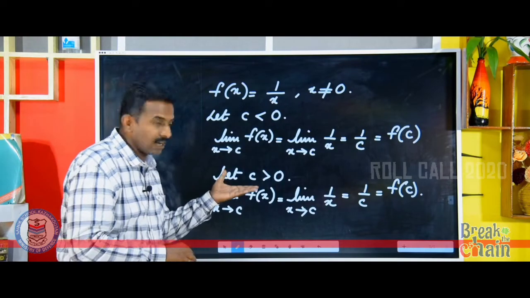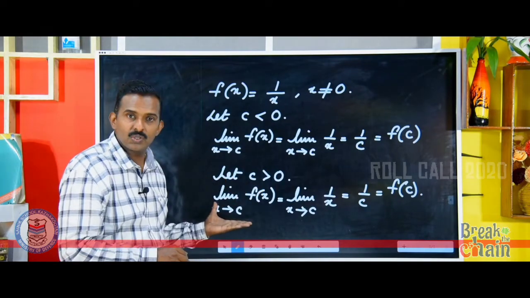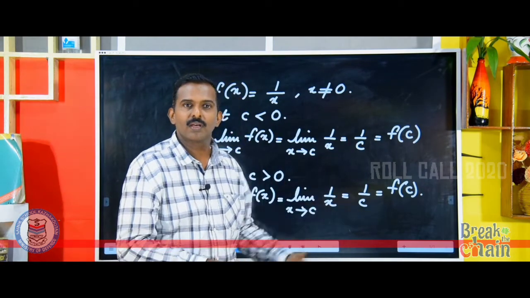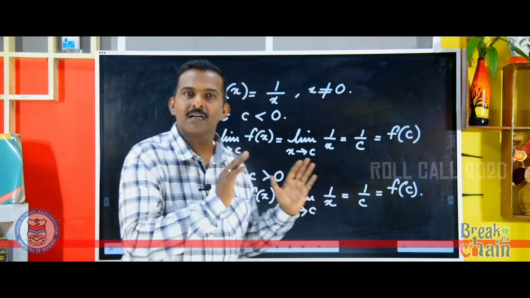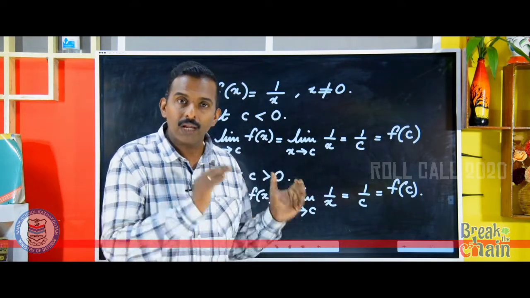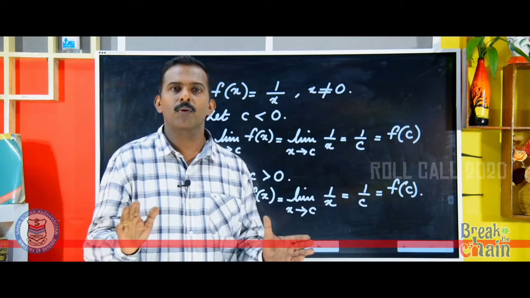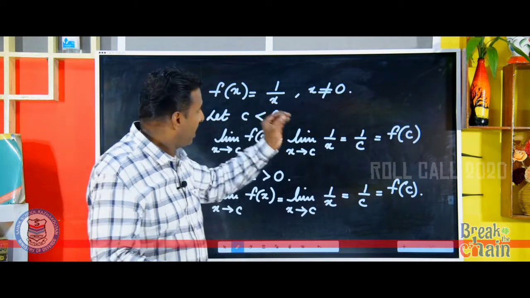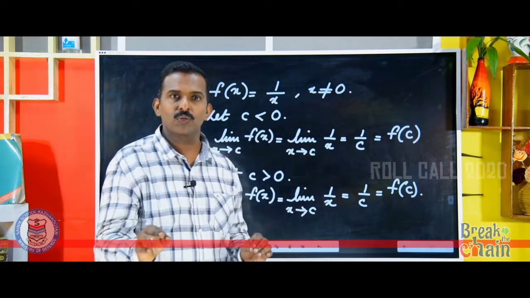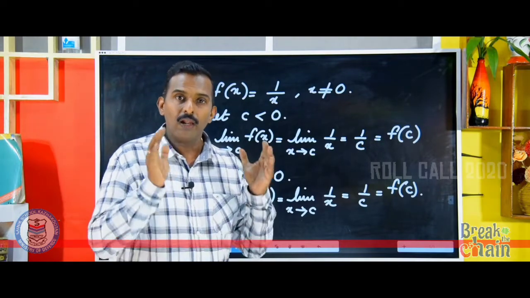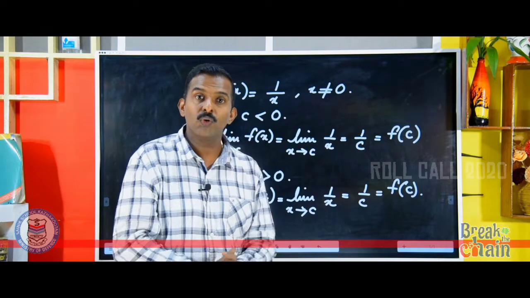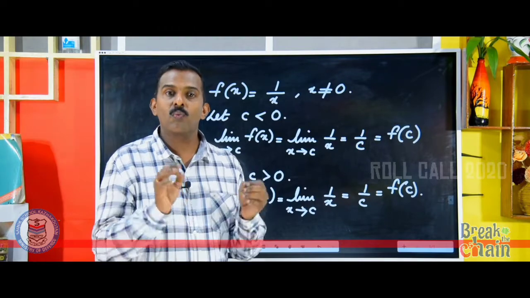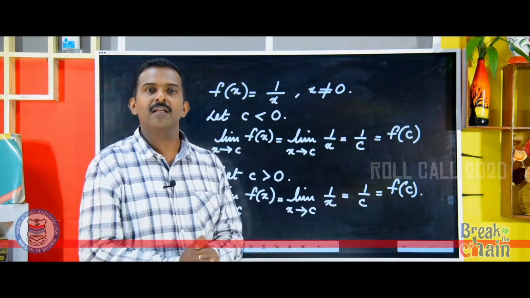Then I take c greater than 0, limit x tends to c of f of x, which is again 1 by c, which is equal to f of c. You take c as a positive number, take c as 3, the limit will become 1 by 3, the function also will become 1 by 3. In fact, both will always look the same. That means for any number c not equal to 0, the limit value is equal to the function value, or the function is continuous. Therefore, another example, f of x equal to 1 by x in its domain is continuous.